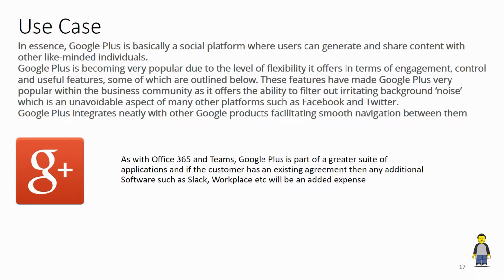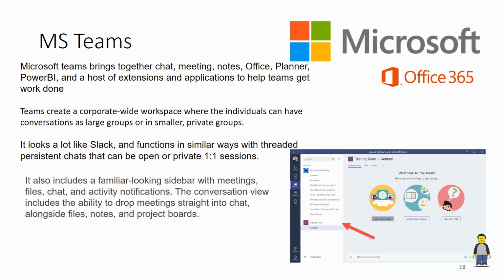As with Office 365 and Teams, Google Plus is part of a greater suite of applications. And if a customer or company has an existing agreement, then any additional software such as Slack, Workplace, etc. will be an added expense. MS Teams, the new kid on the block. So Microsoft Teams brings together chat, meeting, notes, Office, Planner, Power BI, and a host of other extensions and applications to help teams get work done.